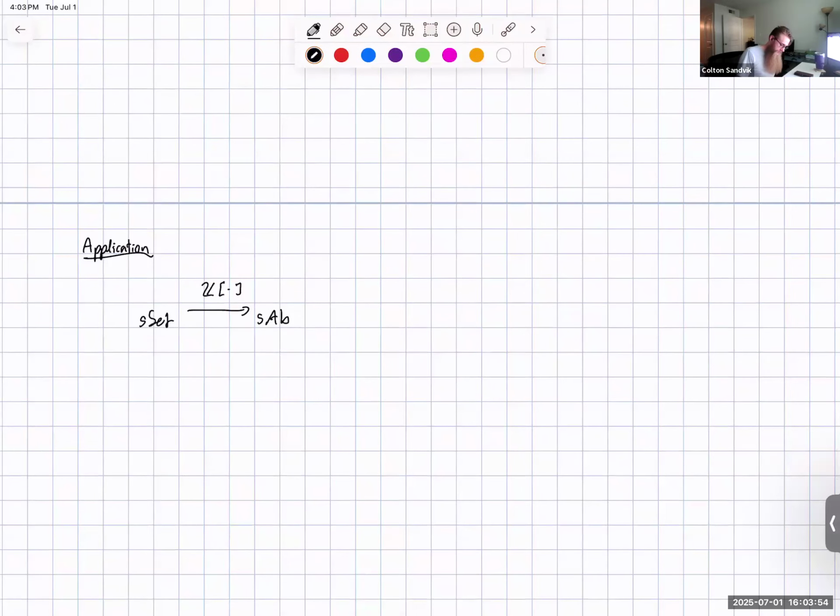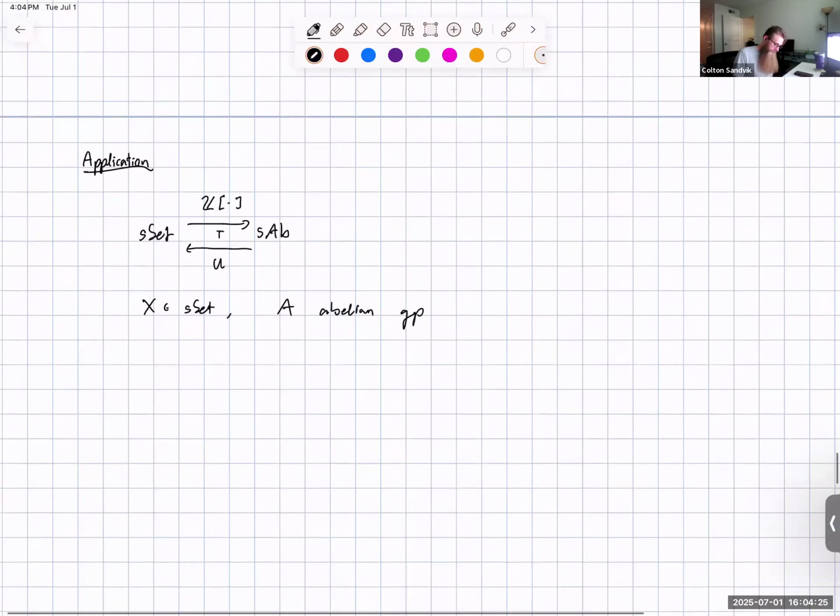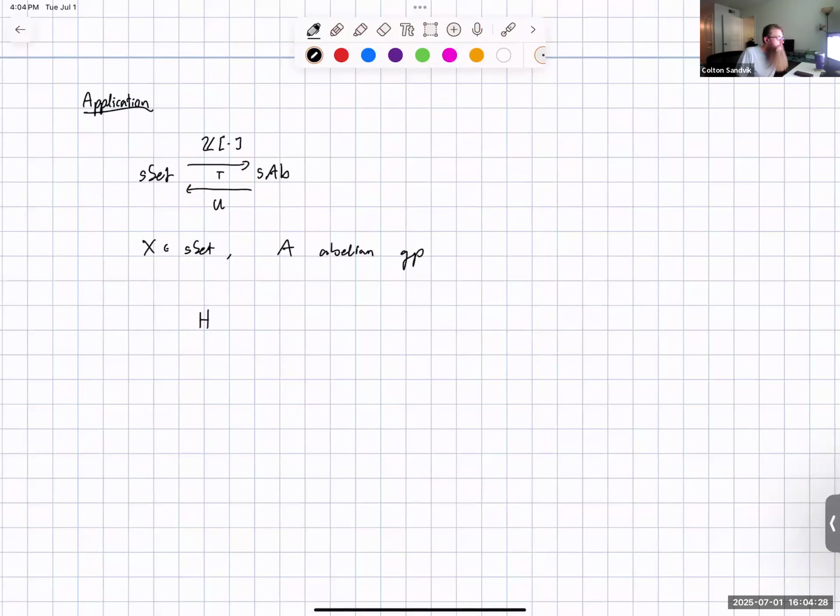And it has an adjoint going the other way, which is just a forgetful functor. It just takes a simplicial abelian group and forgets the abelian group structure. And so we can now just start computing with this Dold-Kan. So let's take a simplicial set and take an abelian group. And let's look at the cohomology of X with coefficients in A.